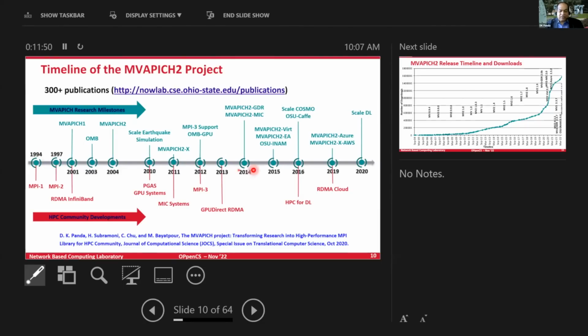So over the years, this just shows a roadmap. Every time some new technology has come, a new application domain has come, a new kind of MPI standard has come, we've been continuously evolving. And we published our experience in this paper. You can take a look at it in more detail if you have time.